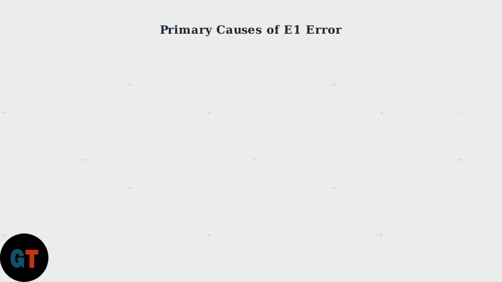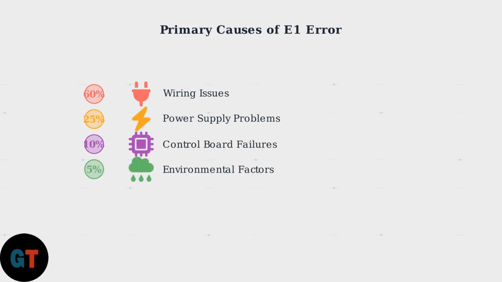Research shows that E1 errors stem from four main causes, each with different likelihood of occurrence. Understanding these causes helps both homeowners and technicians address the problem effectively. Wiring issues are by far the most common culprit, accounting for 60% of all E1 errors. These include loose connections, damaged wires, or incorrect installation. Power supply problems make up 25%, while control board malfunctions account for 10%, and environmental factors cause the remaining 5%.